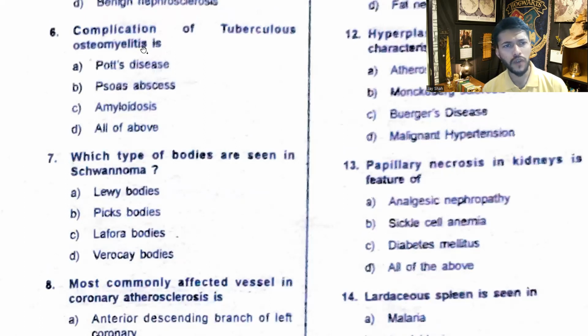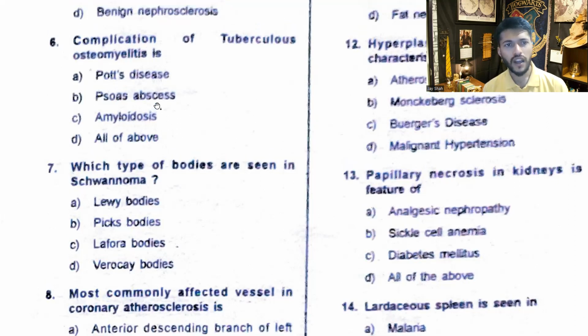Complication of tuberculous osteomyelitis includes all except: Pott's disease, yes. Psoas abscess, no. Amyloidosis, no. So the answer generally spots. See, even psoas abscess can be there, but since amyloid, I'm not very sure. Just check this answer again. I think it's only Pott's.